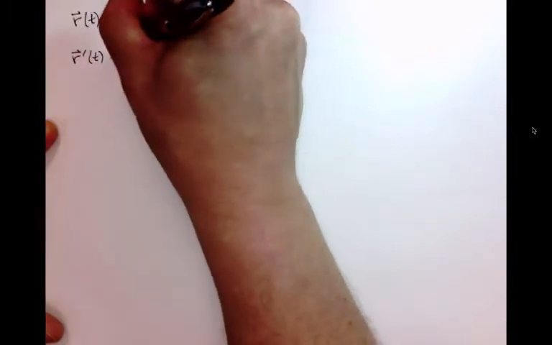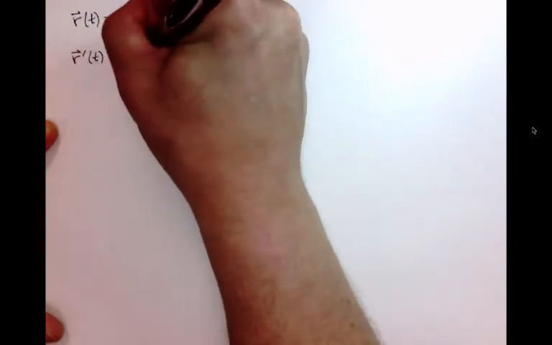Let's say we have a space curve given by r of t as f of t, g of t, h of t. Well, if we want to talk about derivatives or integrals of this vector-valued function, it's very simple. Everything is done component-wise. So we can write r prime of t, or we can write dr dt. They're the same thing for our purposes.